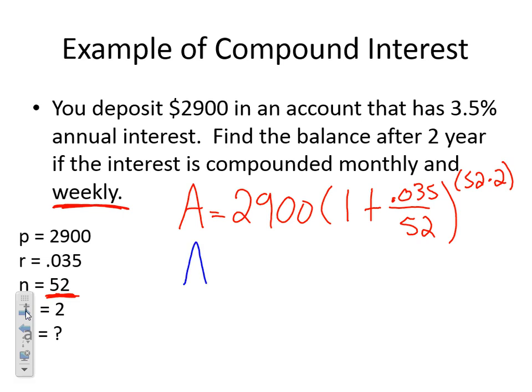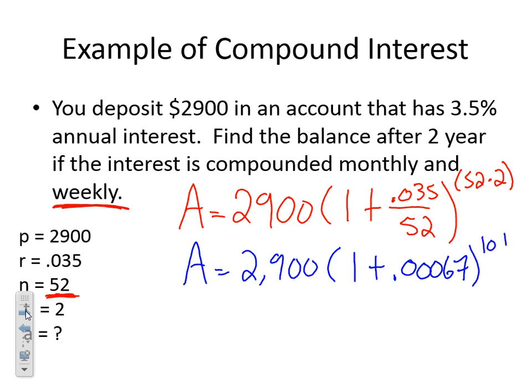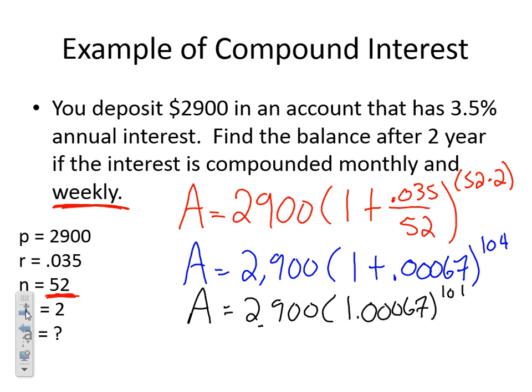Simplify this. A equals 2,900 times the quantity 1 plus 0.00067, all to the 104th power. Now we're just going to simplify this one more time. So A equals 2,900 times 1.00067 to the 104th power. From here, this is where I wanted you to just plug it in your calculator. So we're going to take this times this to that power. So A should equal $3,109 and 21 cents.